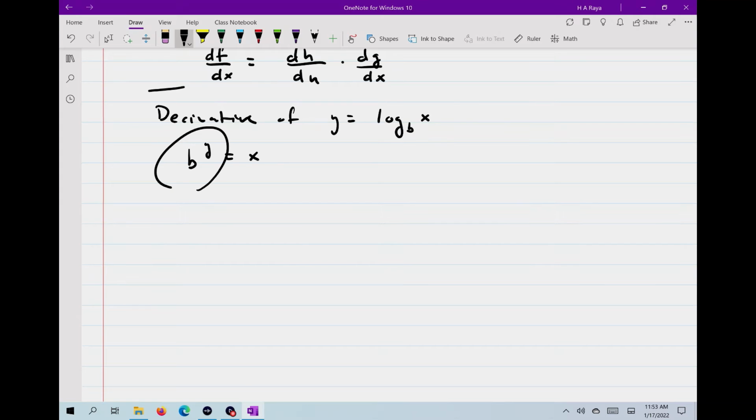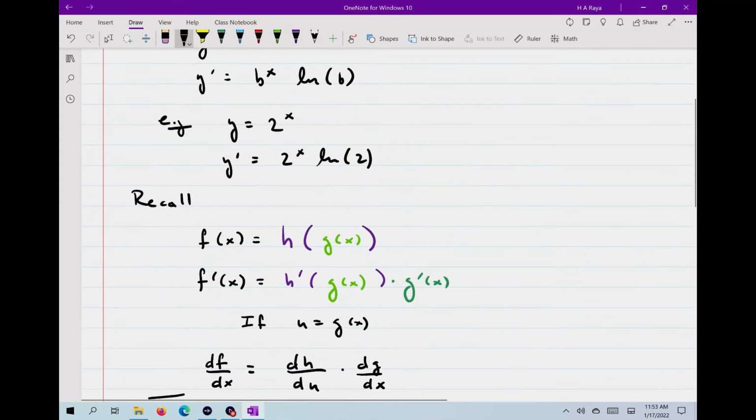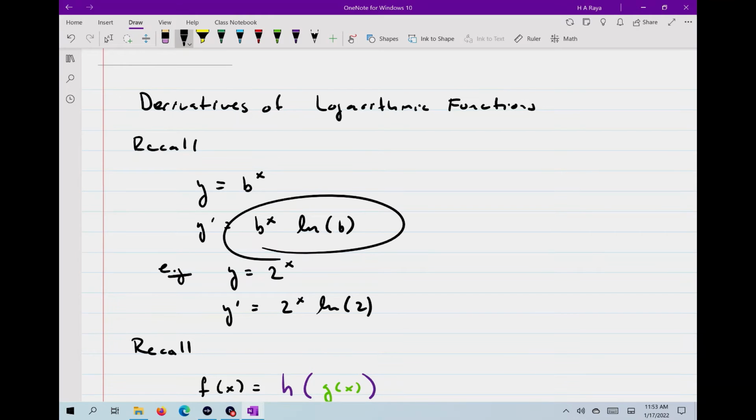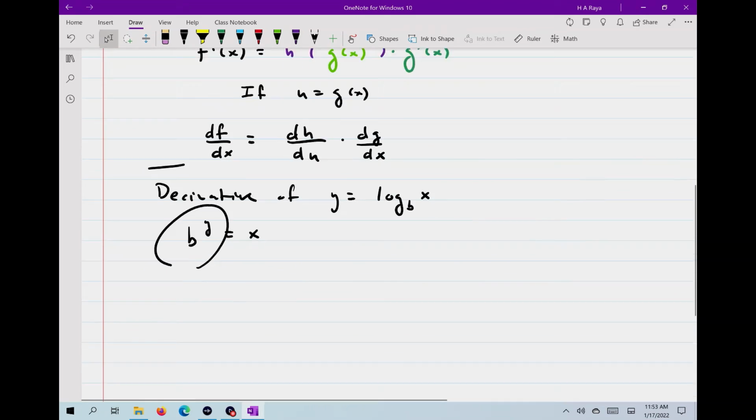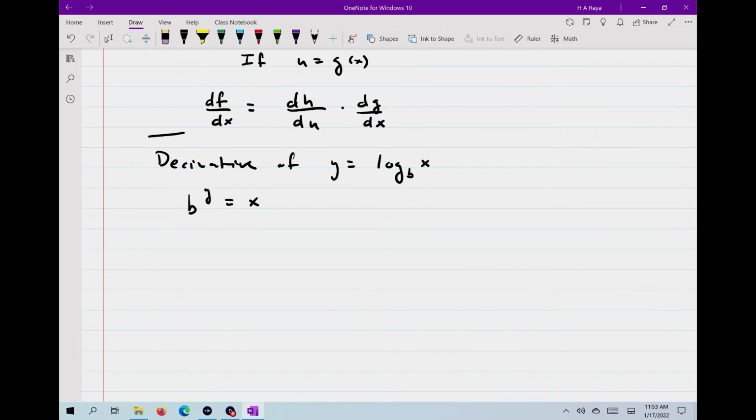We said that whenever we have the function b to the x, its derivative is going to be b to the x times the natural log of the base b. So the derivative of b to the y is going to be that same function times the natural log of base b. But from the chain rule, we also have to take the derivative of y, and we would end up with a dy dx in the product. On the right-hand side, we simply have x. Its derivative is 1.